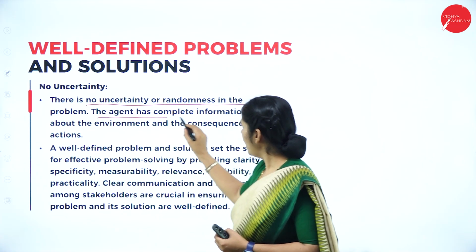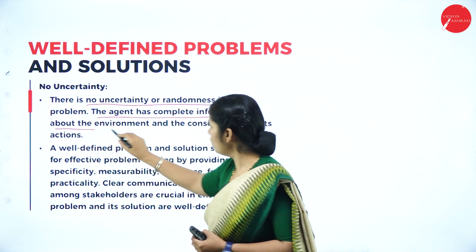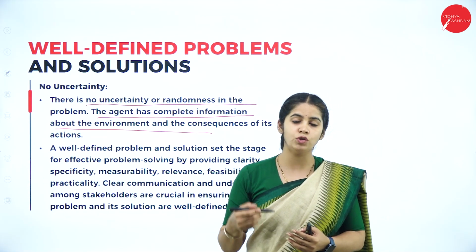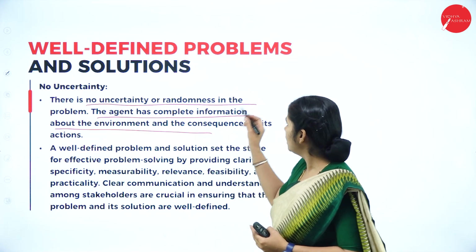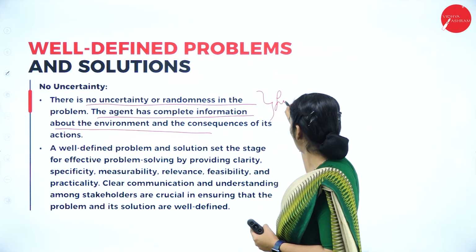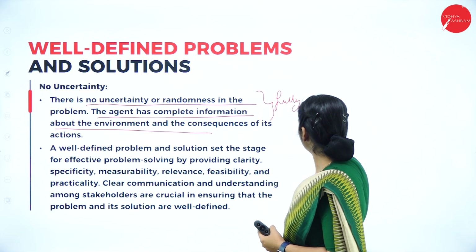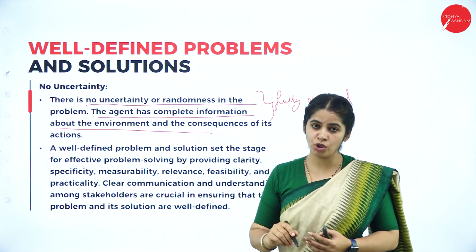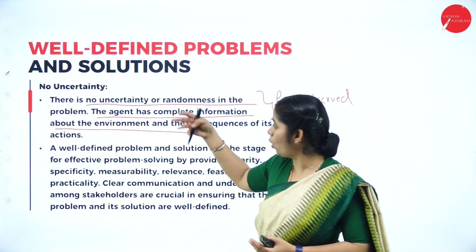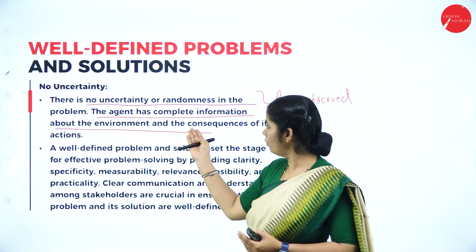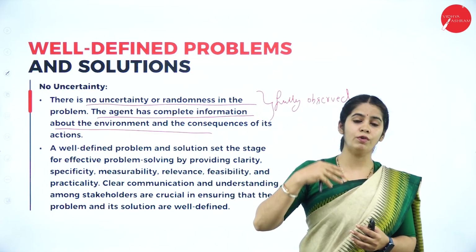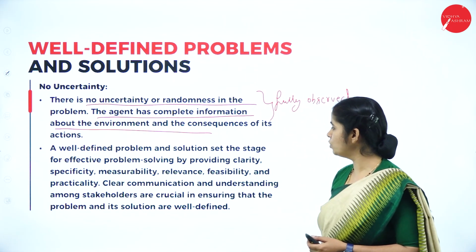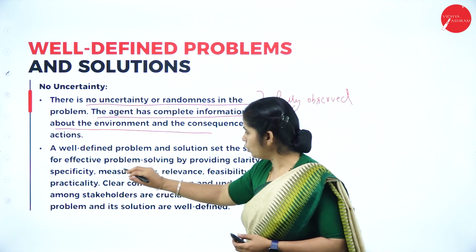The agent has complete information about the environment it is working on and what all the consequences of an action are going to be. That's what we said: it works on a fully observed environment. Hence, the agent has knowledge of the environment and all the outcomes of that environment for a particular action. That should be known.